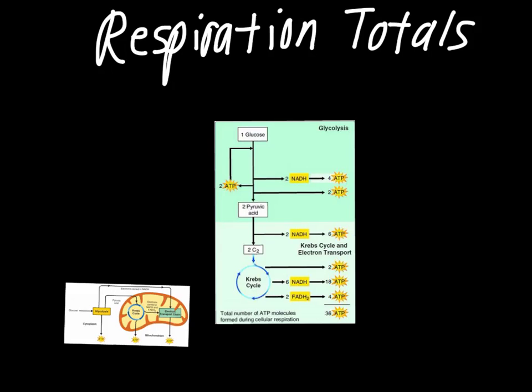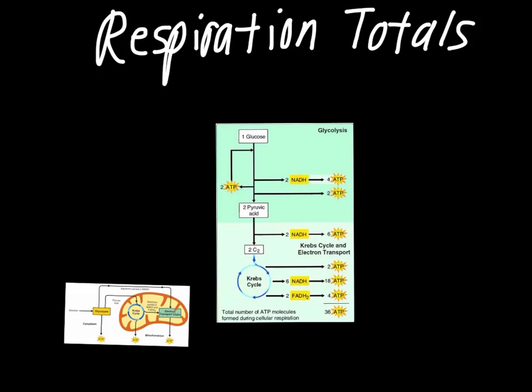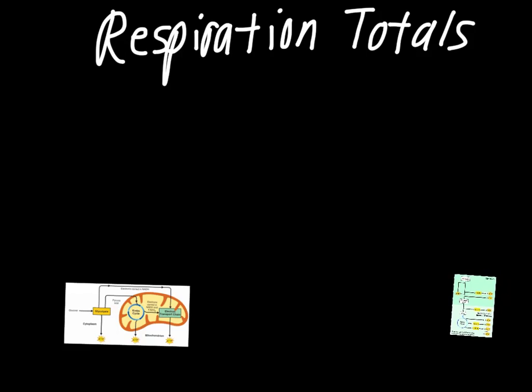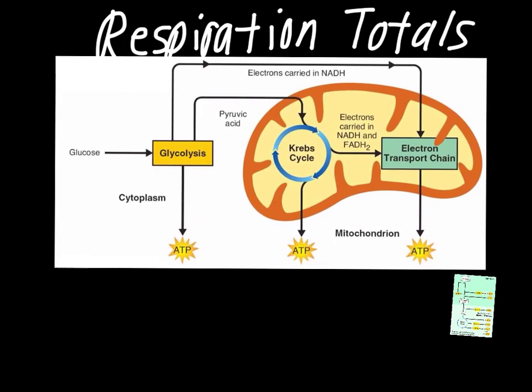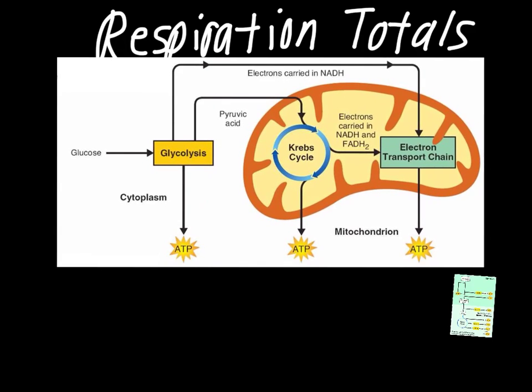So this is the last video for the chapter on respiration. What we're going to look at in this video is the total number of ATP that are produced from one glucose molecule. So it's kind of fitting that we finish where we started, going back to this original diagram and looking at the different numbers of ATP produced in each step.